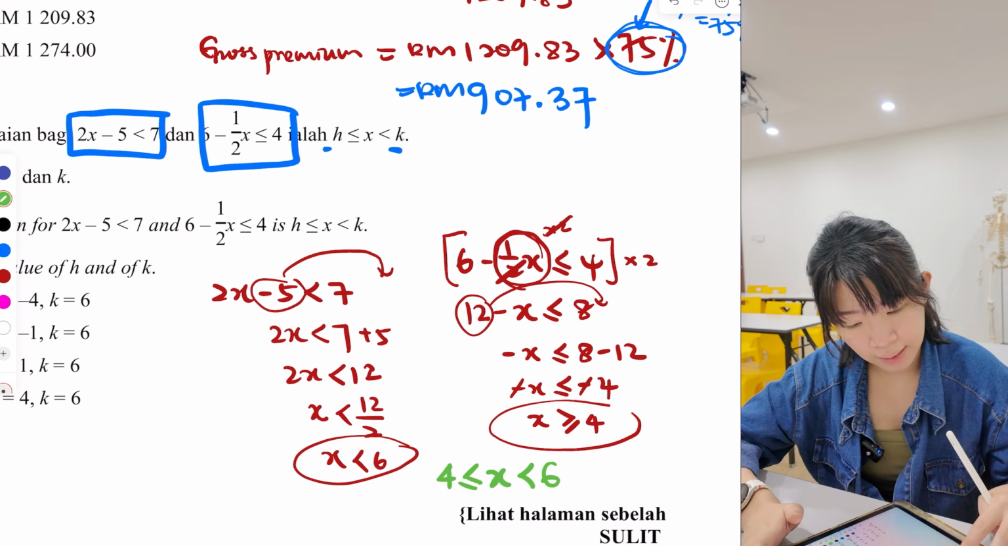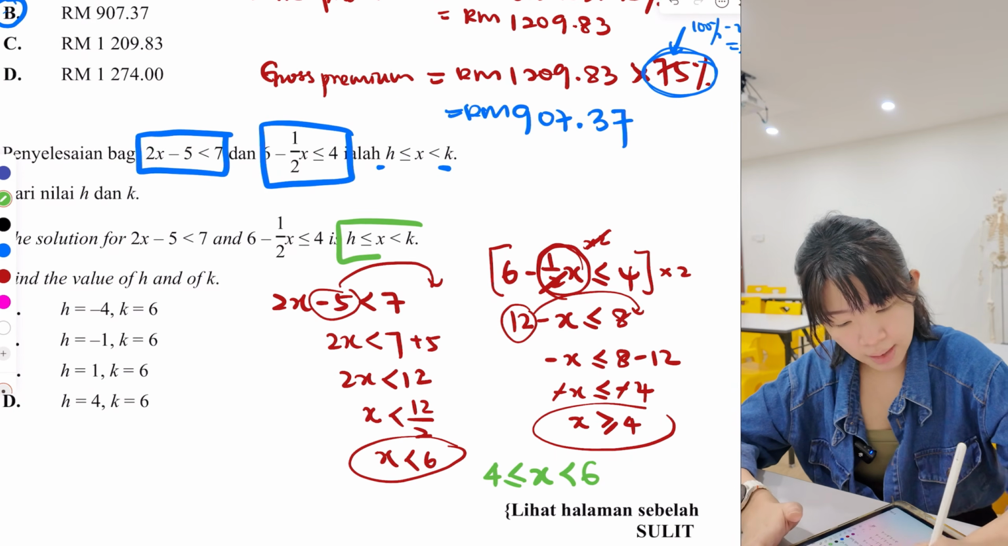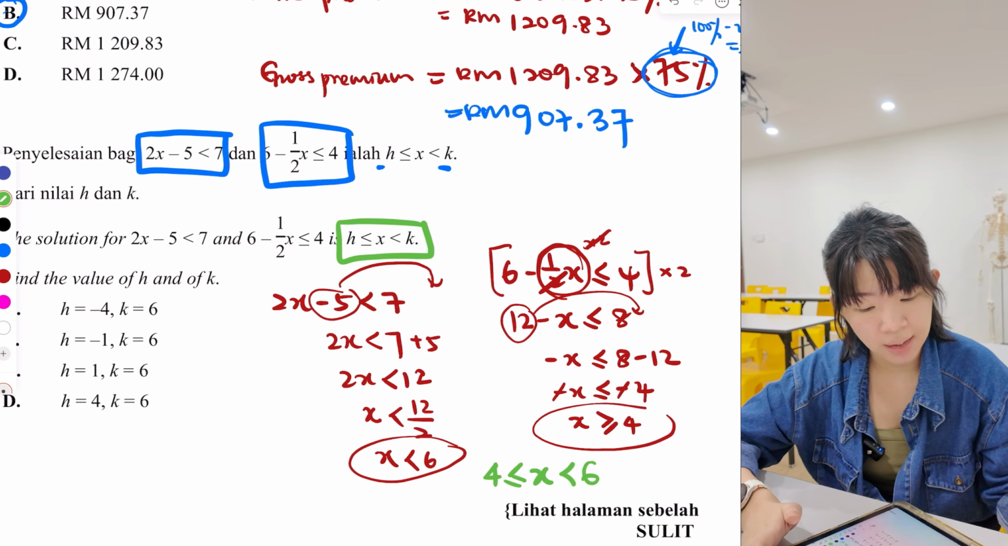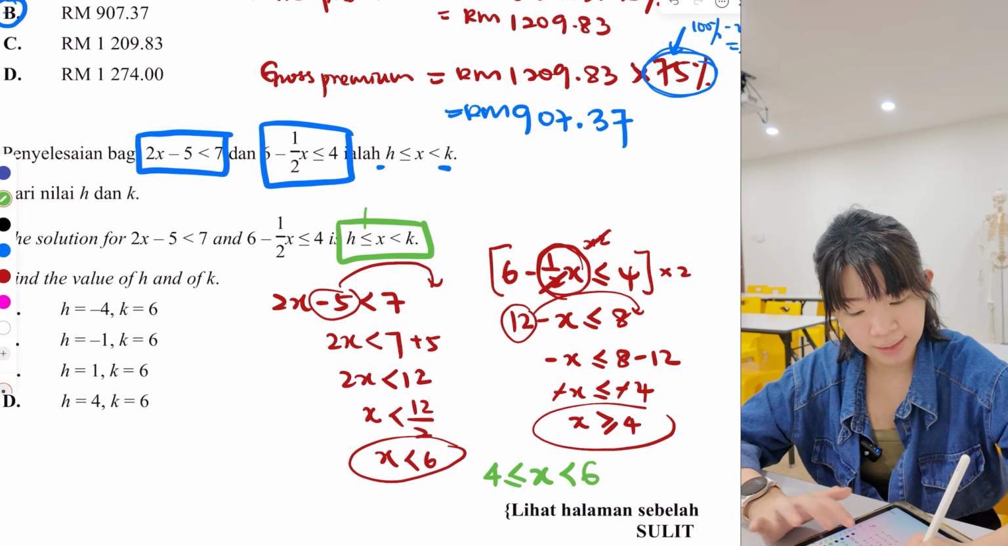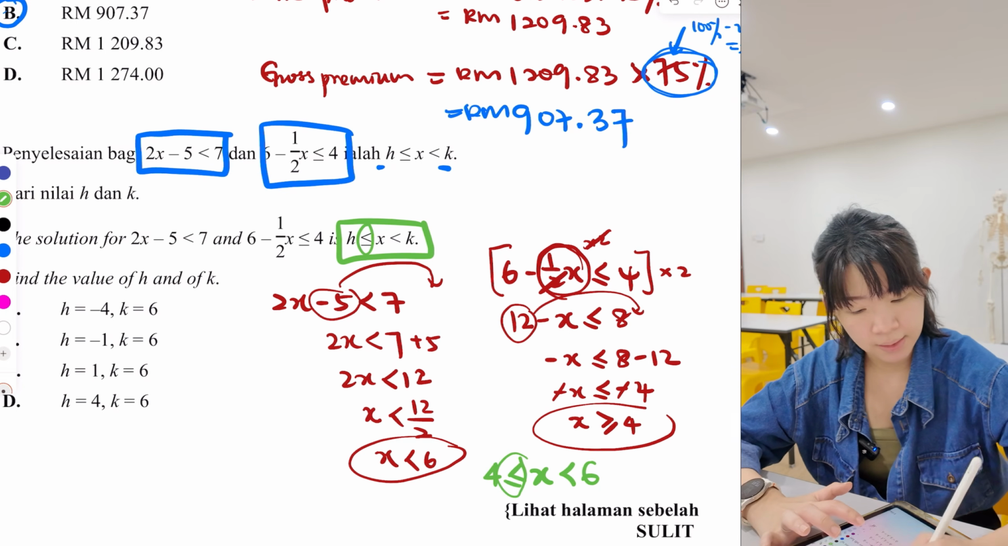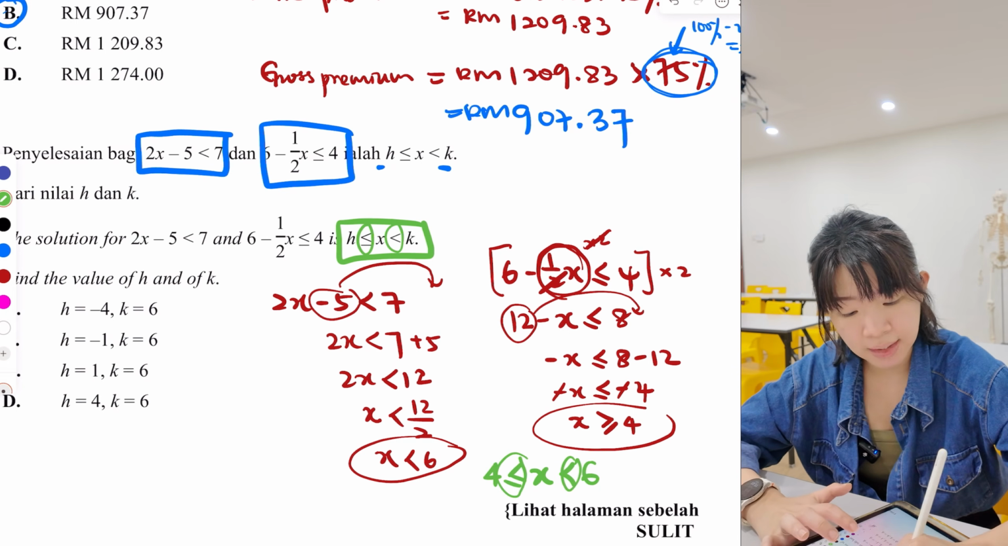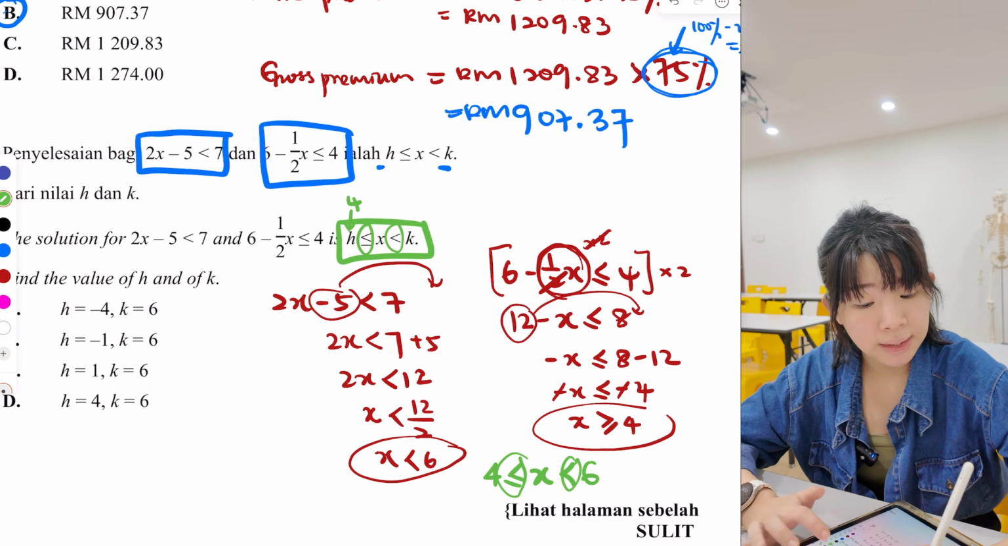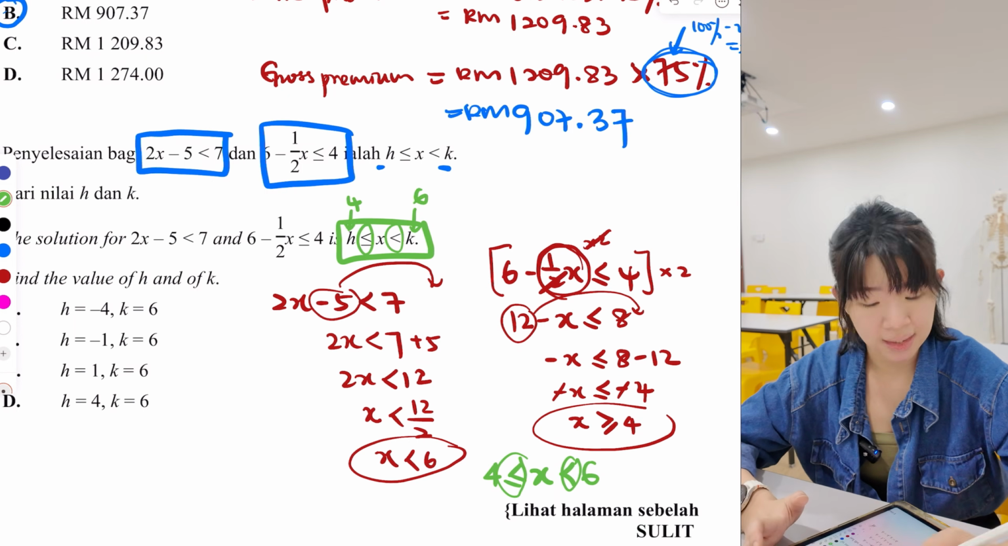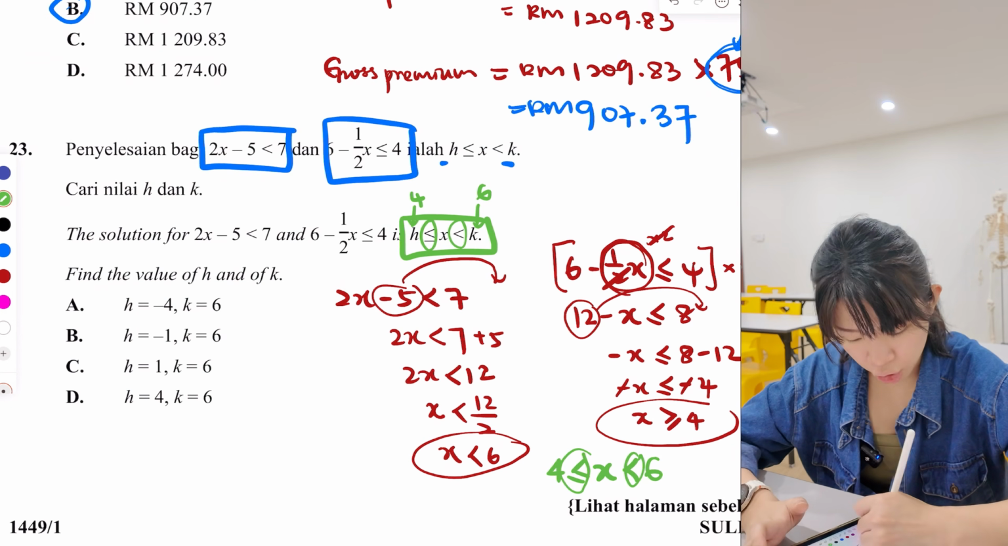Now compare with the answer given here. Can you tell what is H and K? The symbols are exactly the same. So H is 4 and K is 6. So that is the answer.